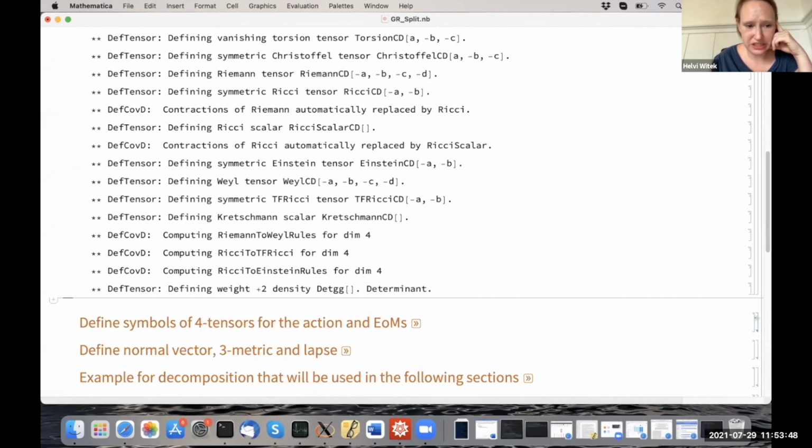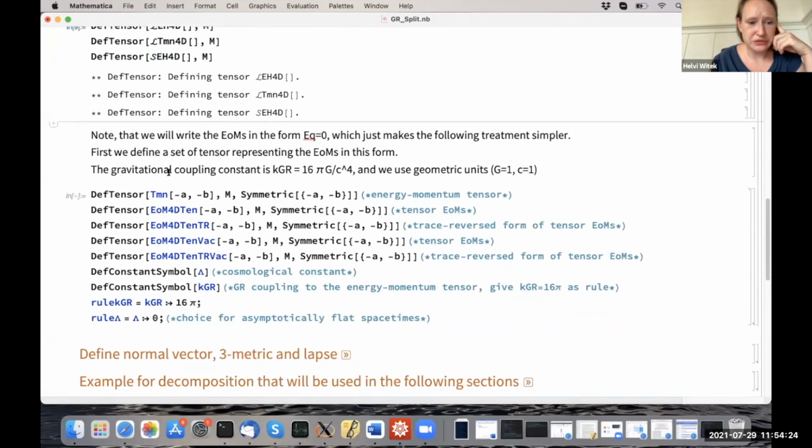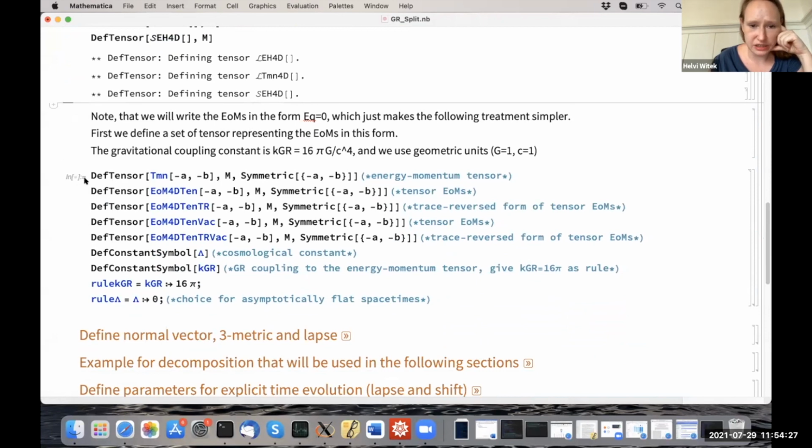Then, in preparation for what's coming next, I am defining a bunch of tensors. You don't have to go through this in much detail, but just to give you an example: if you want to define a scalar or a scalar density, you would define the tensor with a respective name and then empty brackets, which indicates it's a scalar on our manifold M. In this particular case, I define the Lagrangian and the action.